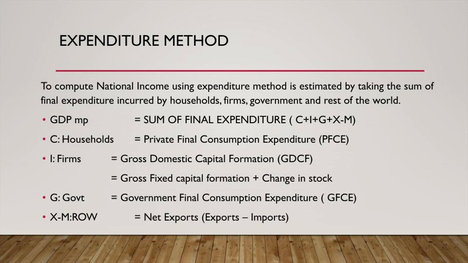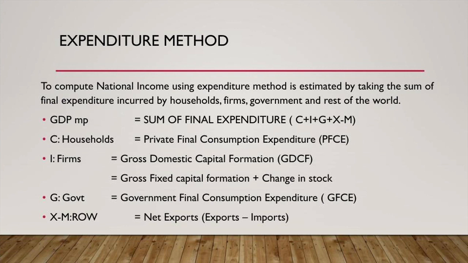You know, C is from the household, which is given as private final consumption expenditure. I is made by firms, which is gross domestic capital formation. It includes all the investments made by the firms, government and the household. If gross domestic capital formation is not directly given in the question, make use of gross fixed capital formation and change in stock to arrive at gross domestic capital formation. Gross domestic capital formation is the sum of gross fixed capital formation and change in stock. In the absence of gross domestic capital formation, if net domestic capital formation is given, add depreciation to make it gross.